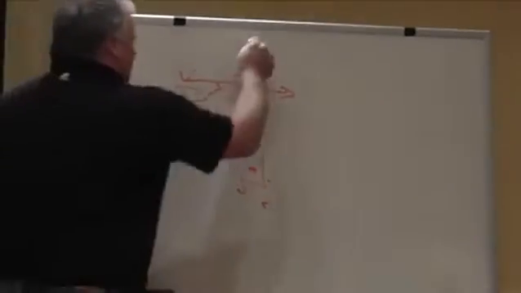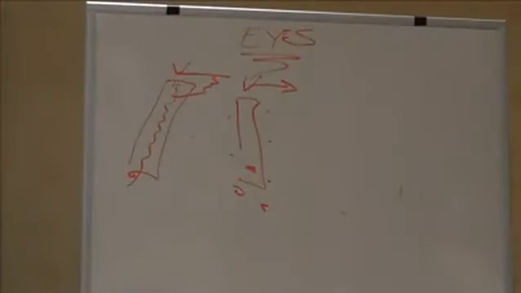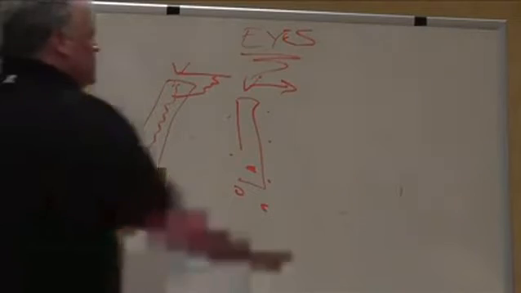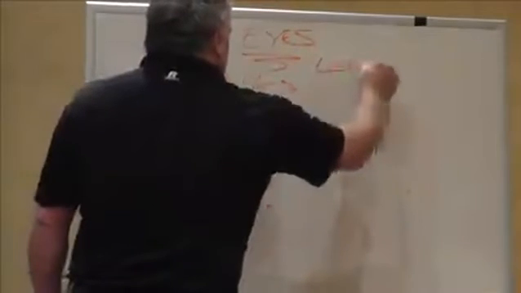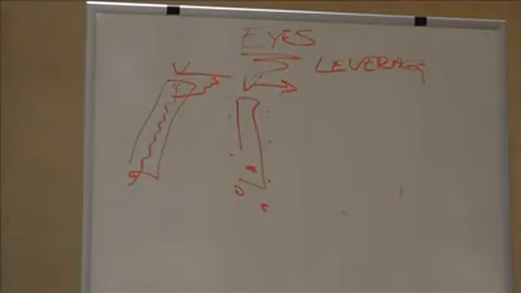Line play to me is eyes. We're going to strike you with our eyes. Okay? And then it's leverage. I can't strike you with leverage if I don't use my eyes. Does that make sense? My eyes are going to take me to the part of the body I'm demanded to hit you on, and I'm going to shove.